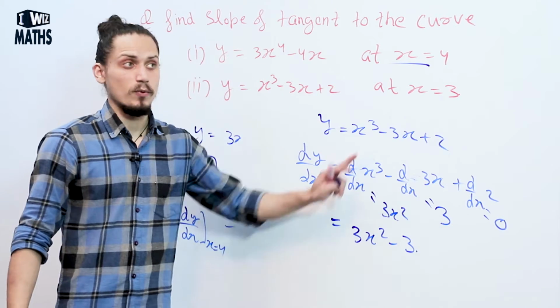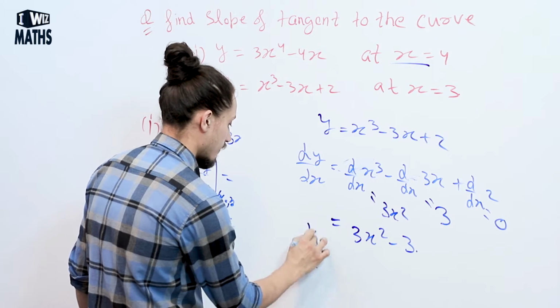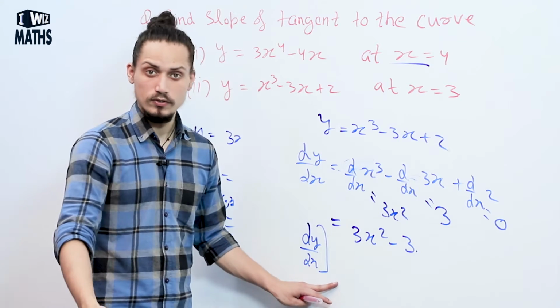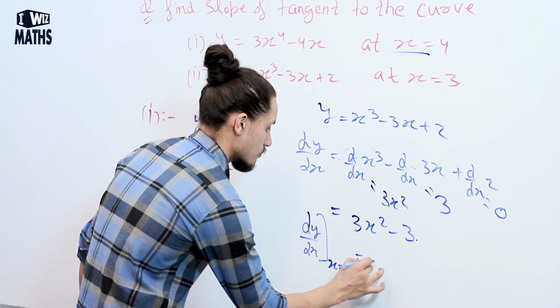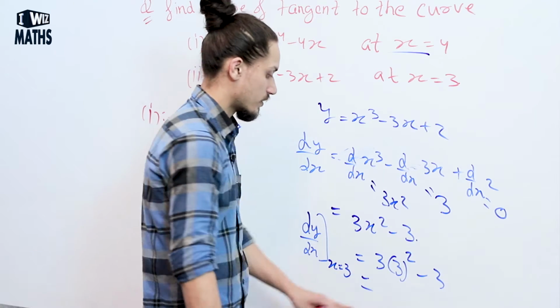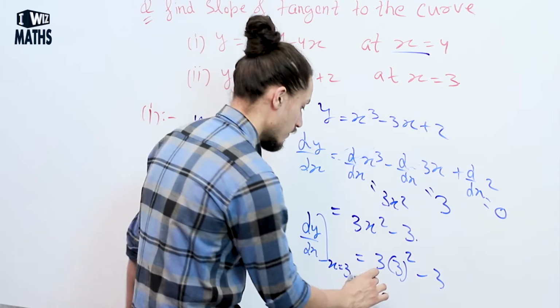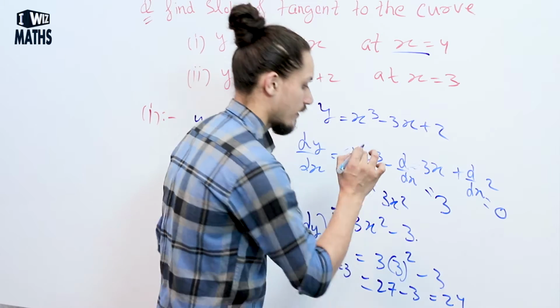Now we have to find its value at x is equal to 3. So dy/dx at (x0, y0), we don't have y0, but the value of x0 is x is equal to 3, which is equal to 3 into 3 square minus 3. 3 square is equal to 9, 9 into 3 is 27. So 27 minus 3 is equal to 24, and hence the result.